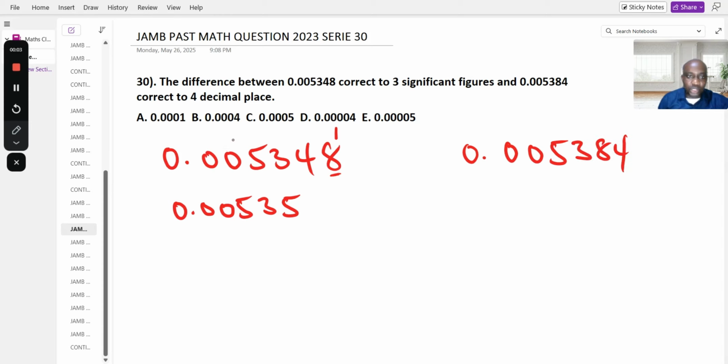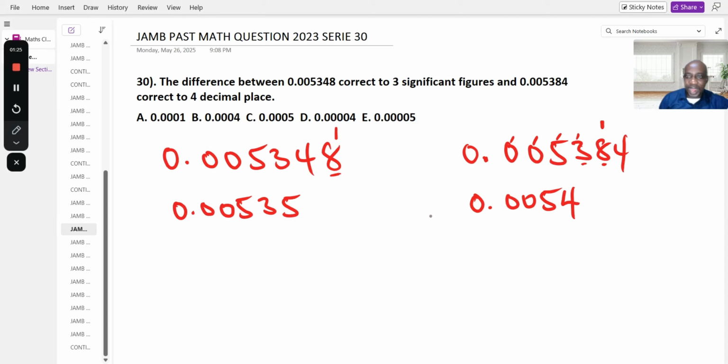The second one is 0.005384, to be corrected to 4 decimal places. If it is decimal places, you will count the digits from the dot: 1, 2, 3, 4. This is where you will stop. The following number, is it 5 and above? Yes, 8 is 5 and above. You turn it to 1 and add it to the 3. It's going to give you 4. Therefore, the final answer will be 0.0054. We have turned this one to 4 decimal places. Now this question is asking us, what is the difference between this and this one?